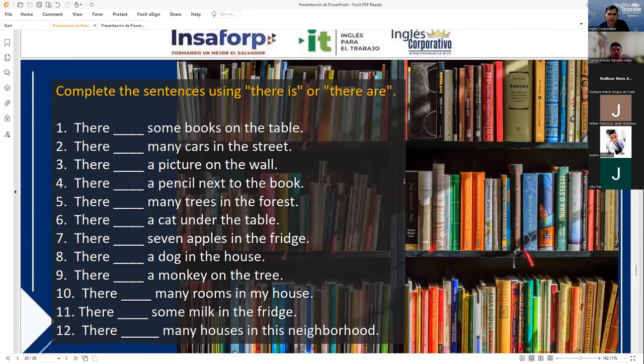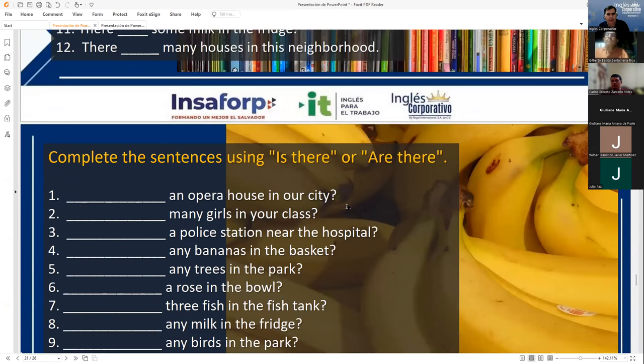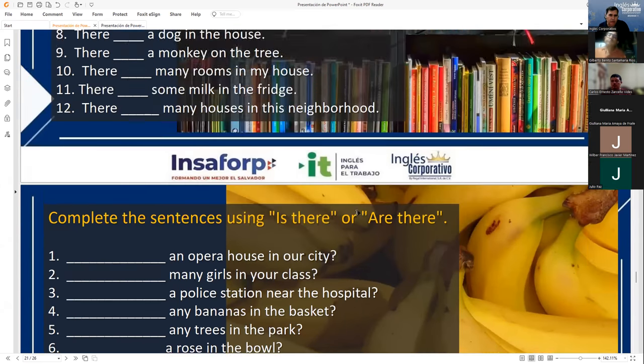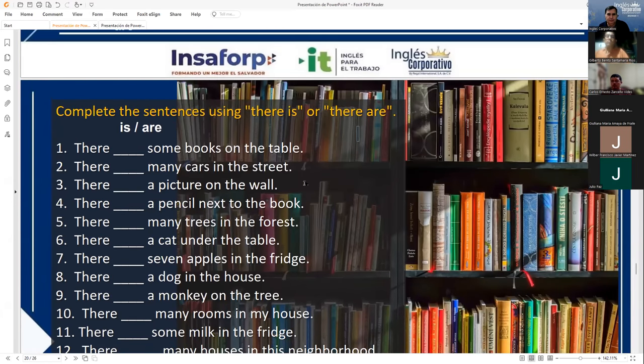Now you have the first thing to do. You complete with there is or there are. Here is not there is and there are. You complete only with is or are, because there is already there. So complete with is or complete with are. Singular is, plural are. And this one, yes, complete with is there or are there. Question. Okay. Yes, we're going to be doing these two. One and two right now. Go ahead.